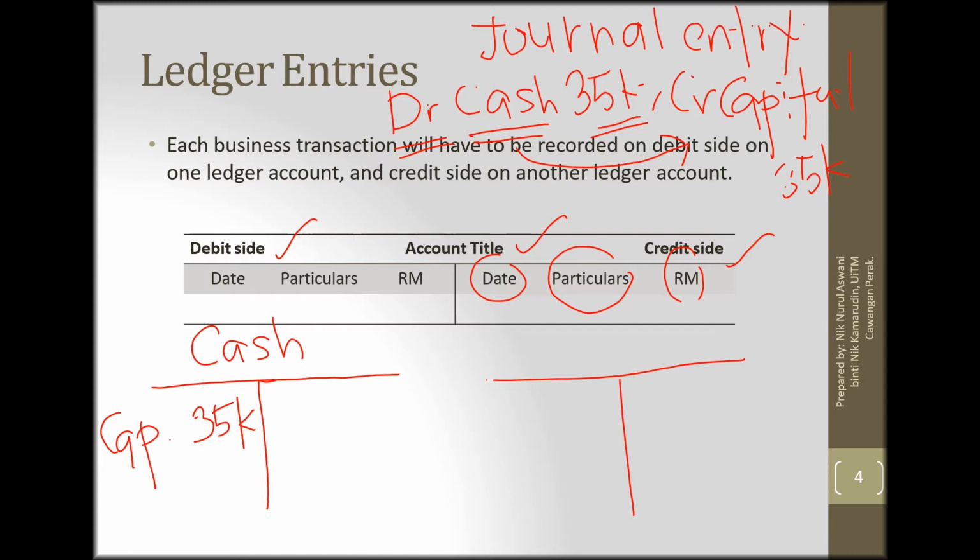Okay, all right, so now let's look at the next one, credit capital. So meaning account capital. Okay, on which side? Credit. How much? 35,000. So this is the contribution from the owner, 35,000 ringgit. In what form? Cash. Okay, you just refer to this one. All right, when you record for capital account. Okay. All right, so next.